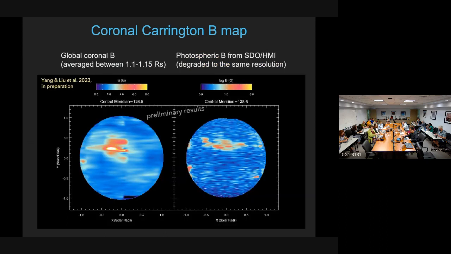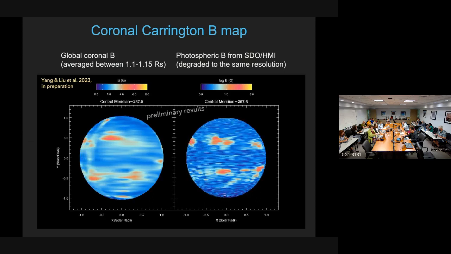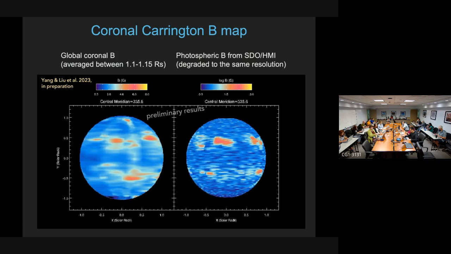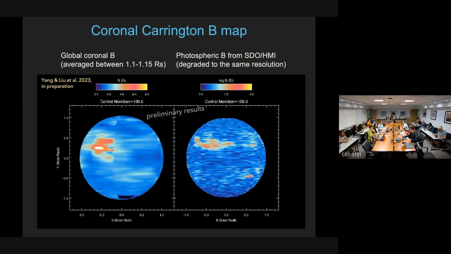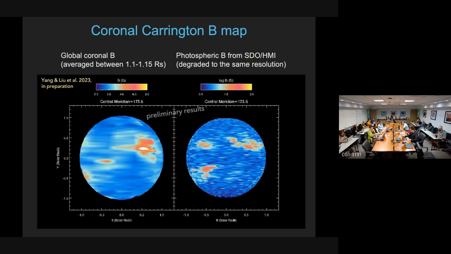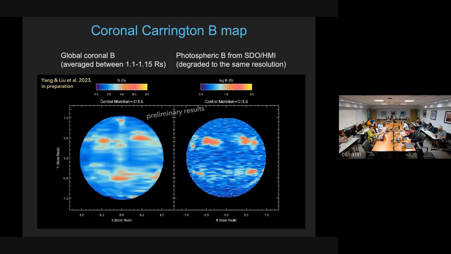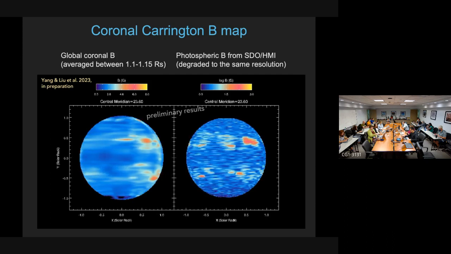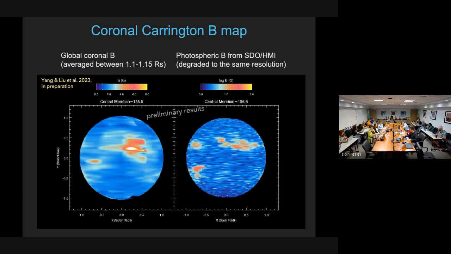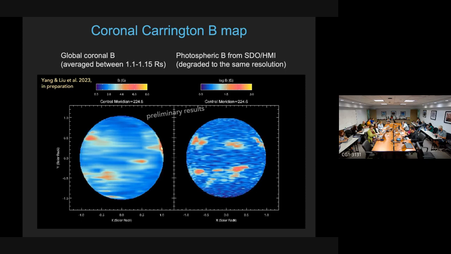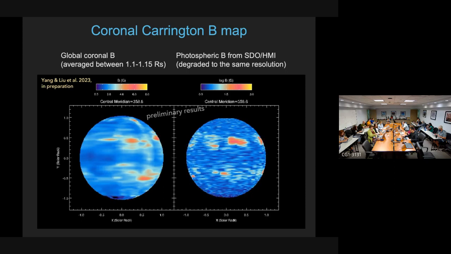Also, we can do a comparison between the global coronal magnetic field and the photospheric magnetic field derived from SYNSW, and we can see that in most regions, the patches with strong magnetic field strengths have a very similar distribution, and this is just the result for one solar rotation. And because we have half a year's observation, we can almost have a routine measurement for several different solar rotations to get different movies like this.